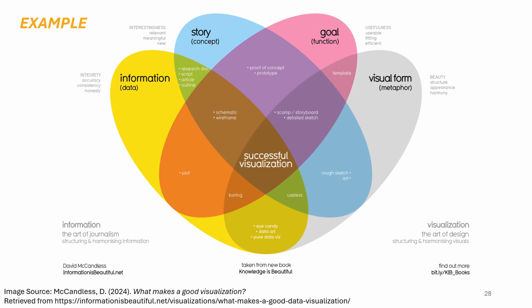It's got the main components of information, so the data that we're using, the story and the concept, the goal, what are we trying to achieve, how useful is it, and the visual form. So what is the structure, appearance, how pretty is it? And if we can get all of these things to overlap, we're going to have a much more successful visualization of data and communicate our message far clearer to our audience.